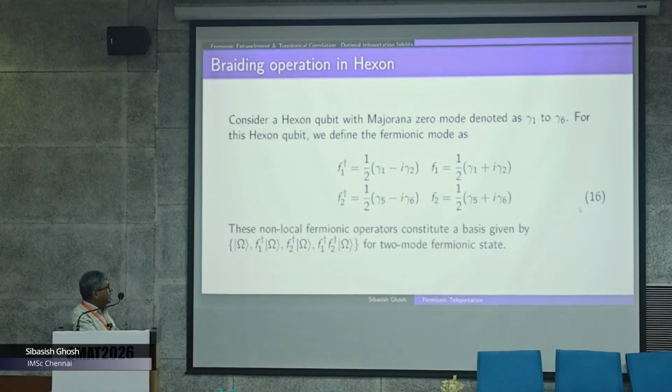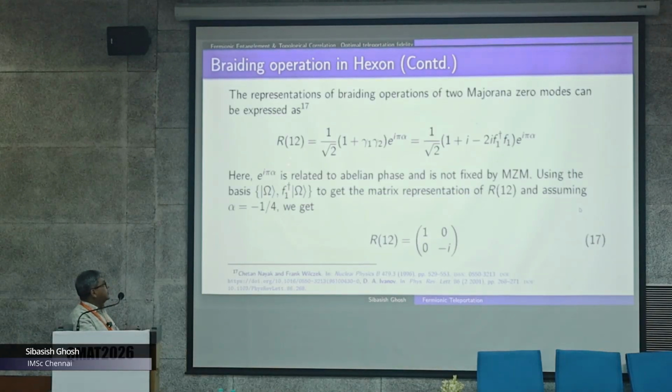So you consider these non-local Majorana zero modes, because the first one, gamma 1, is in the first Kitaev chain, and gamma 2 is in the second one. This will give rise to the fermionic F1 dagger, and similarly F1. Next you take gamma 5 and gamma 6 on the right-hand side, and this is F2 dagger and F2. And as I said, the third Kitaev chain, where you have gamma 3, gamma 4, will work as an ancilla. So you consider these bases. This is the basis of states in the fermionic system.